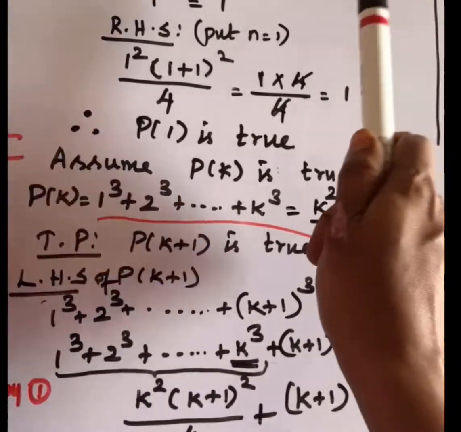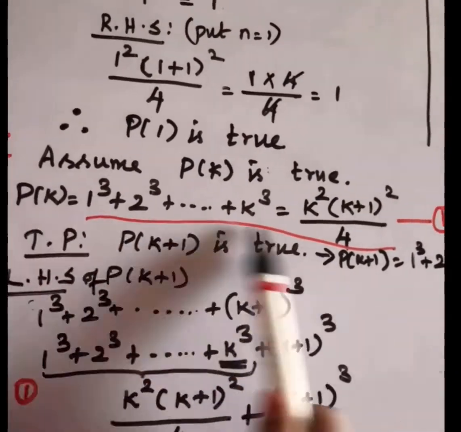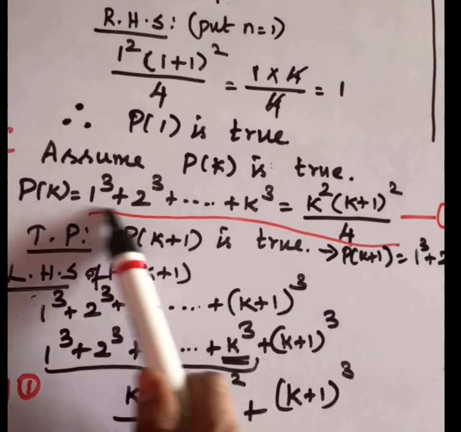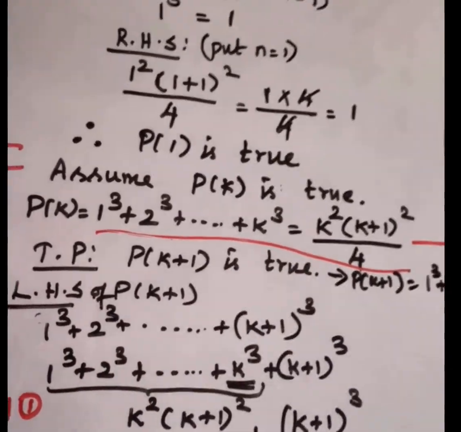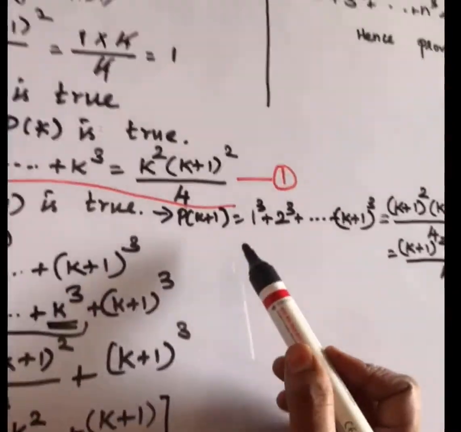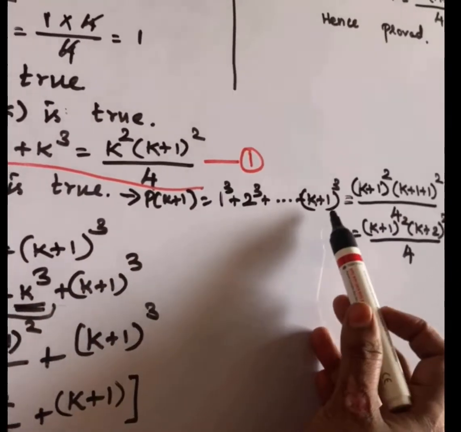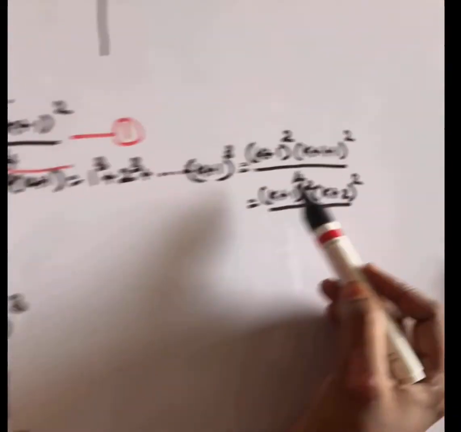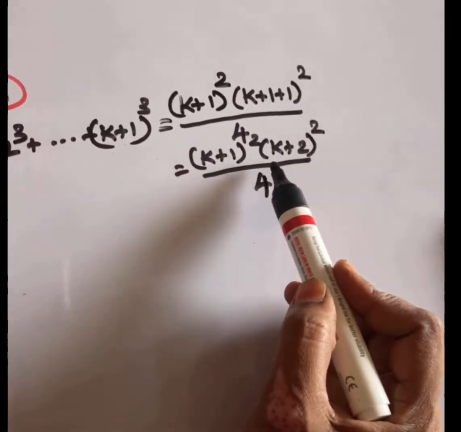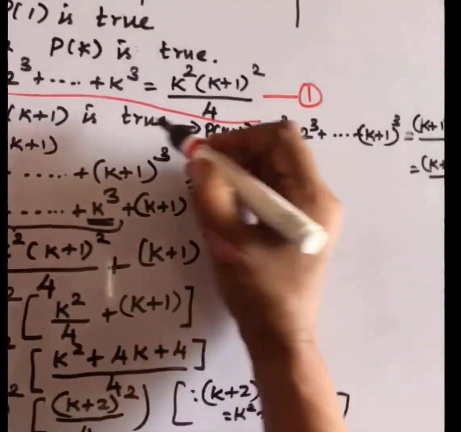Instead of n you have to substitute k and prove. No need to prove that, we have taken this as an assumption. Now we have to prove P of k plus 1 is true. What is P of k plus 1? 1 cube plus 2 cube etcetera up to k plus 1 the whole cube is equal to k plus 1 the whole square into k plus 2 the whole square divided by 4. You have to write this step next to this.